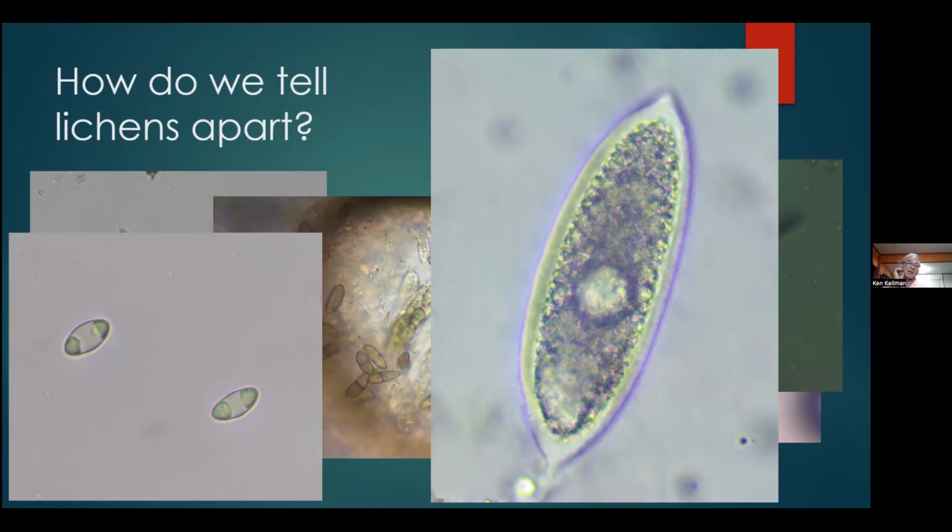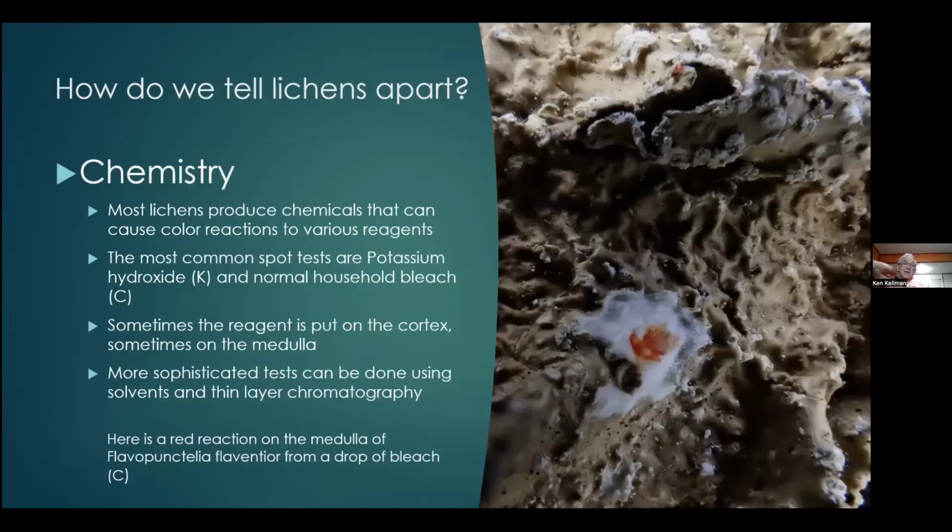Another tool we use is chemistry. Most lichens produce chemicals that can cause color reactions to various reagents, and the most common ones we use are potassium hydroxide and household bleach. And sometimes the reagent is put on the cortex. Sometimes we scrape the cortex away and we put it on the medulla.